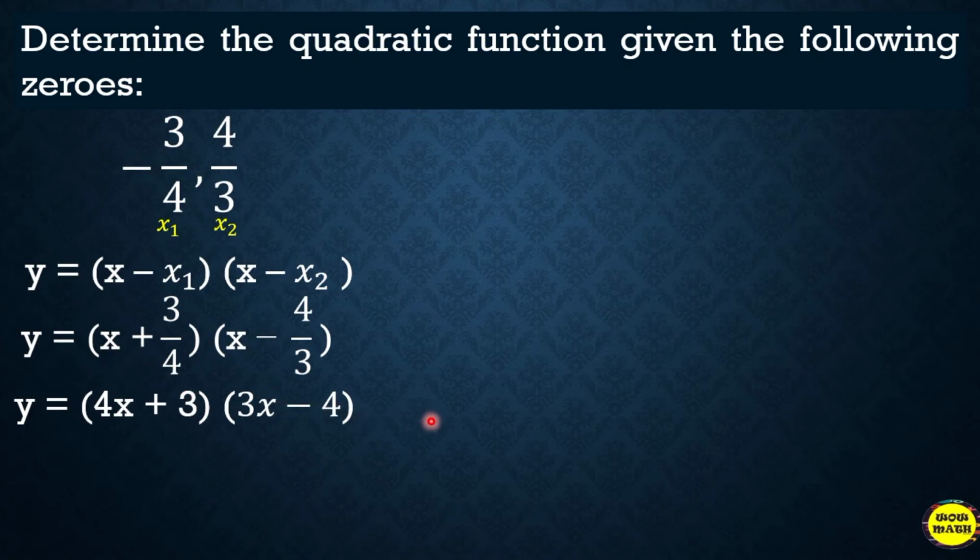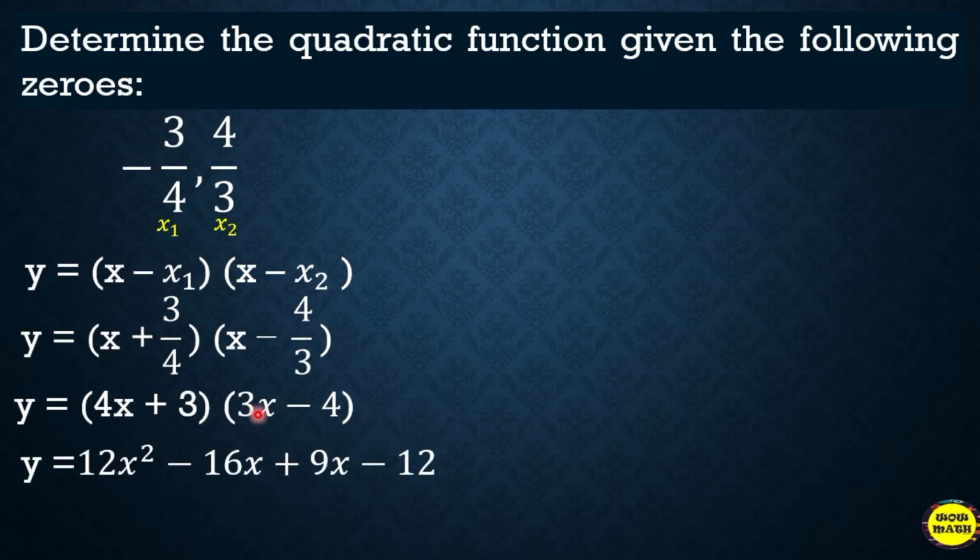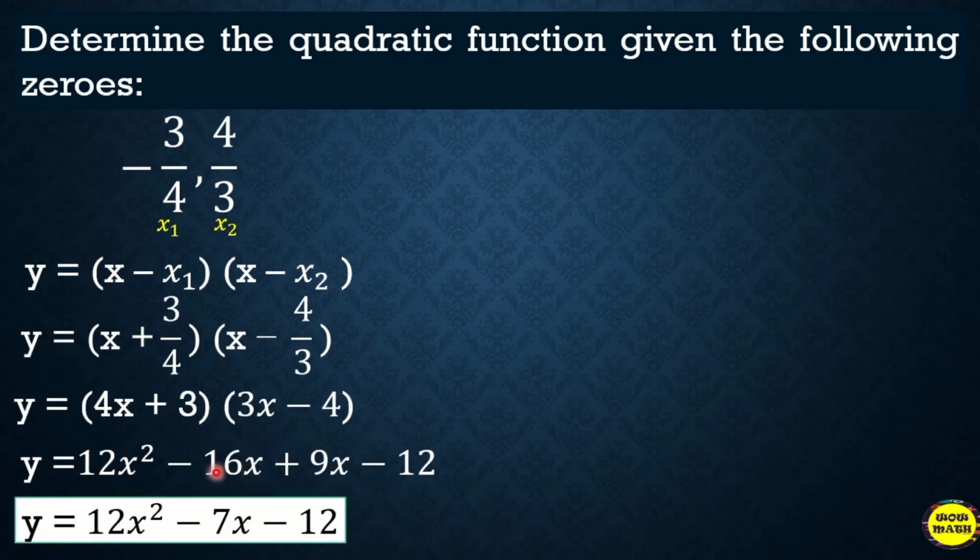Okay? And then using the FOIL method, 4x times 3x, that is 12x squared. 4x times negative 4, that is negative 16x. 3 times 3x, that is 9x. And 3 times negative 4, that is negative 12. And then, after that, combine similar terms. So, copy 12x squared. Negative 16x plus 9x, that is negative 7x. Copy minus 12. So, the quadratic function is y is equal to 12x squared minus 7x minus 12.